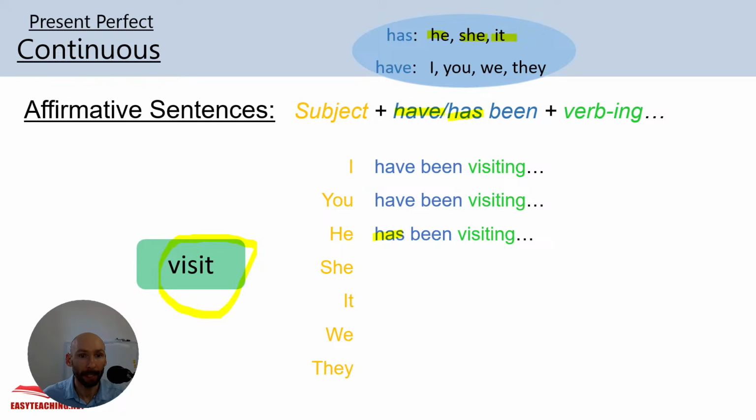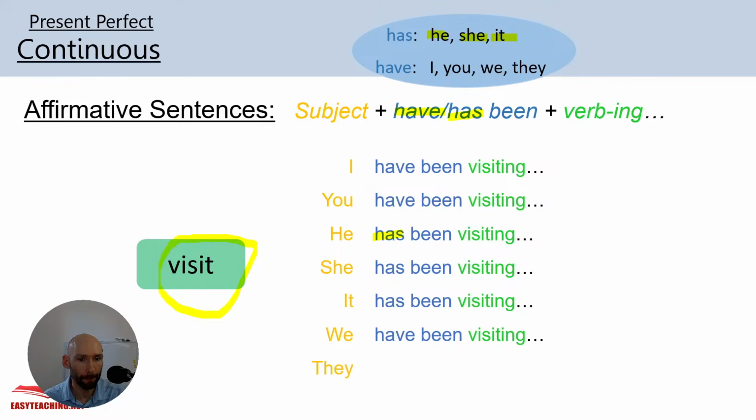The next one, again we've got a third person singular subject. She has been visiting. It has been visiting. We have been visiting. They have been visiting. Remember, we use has for third person singular subjects, like he, she, and it.